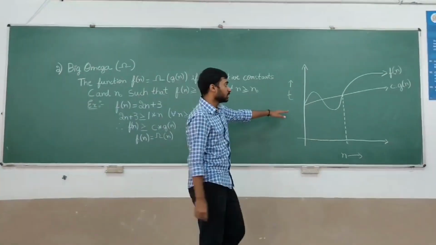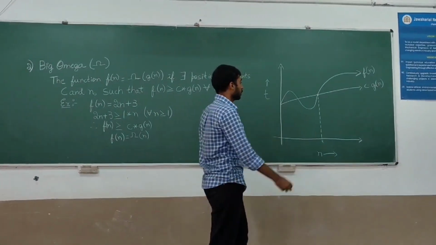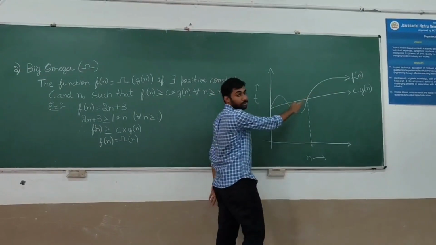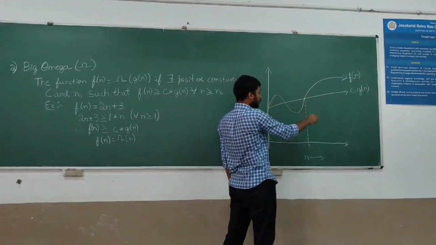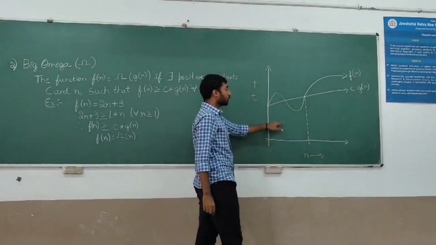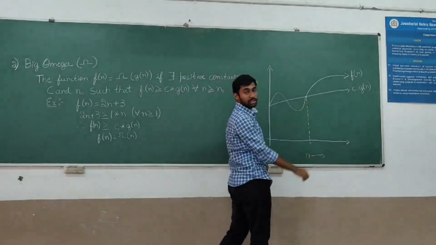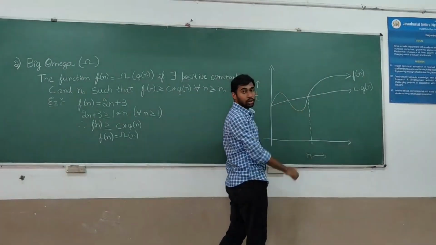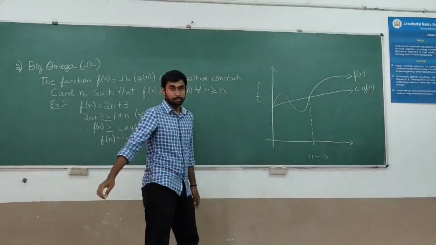The graph for this is this. The function f of n varies randomly with the input and time, but the c into g of n increases slowly with input and time.